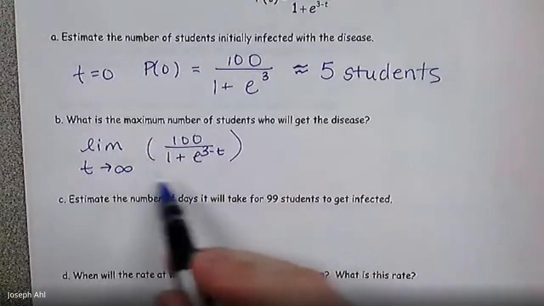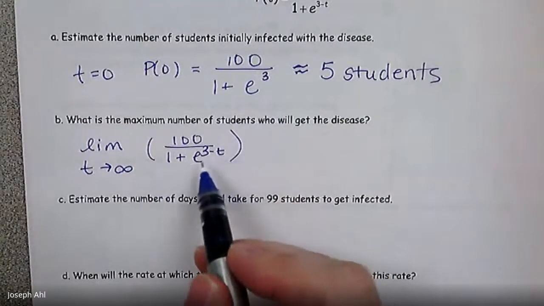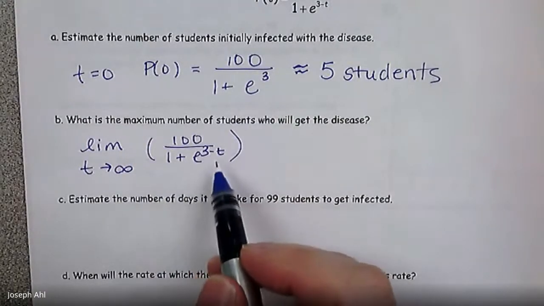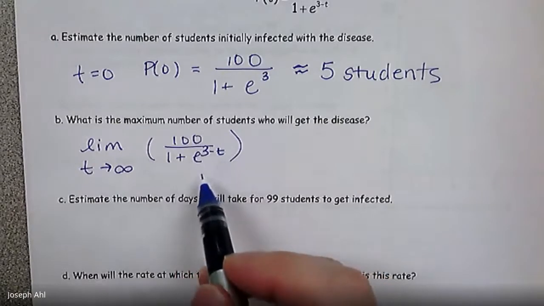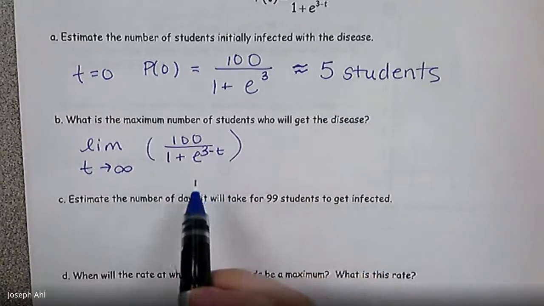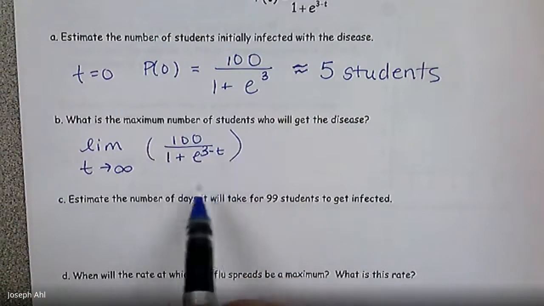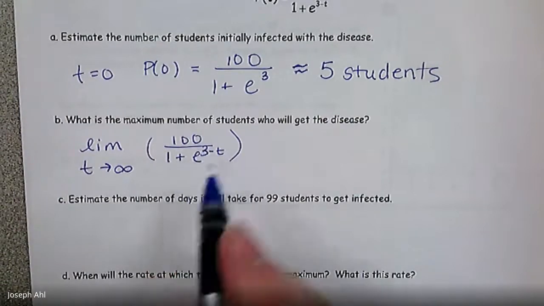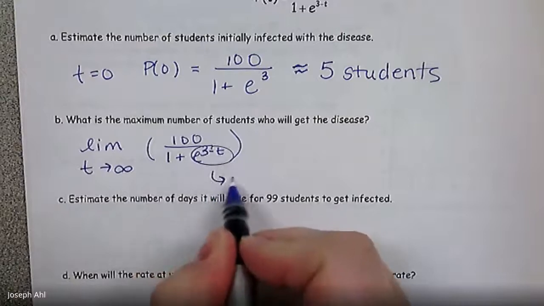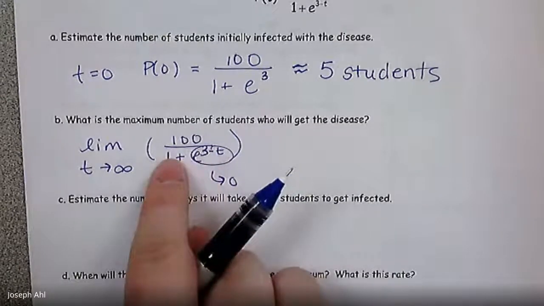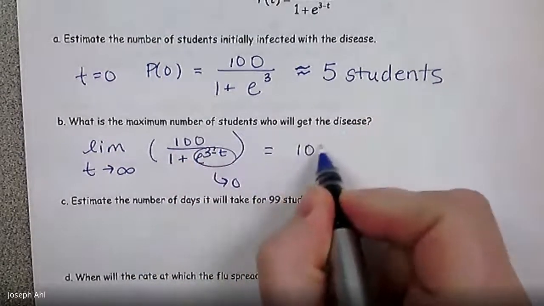what's going to wind up happening is this t gets larger and larger. This is going to be e to some negative power, which is the same as 1 over e to that positive power. And you can imagine if you have 1 over e to some power, as that denominator grows and grows, this is going to approach 0. So we know that this goes to 0. So we wind up getting 100 over 1 plus 0, in other words, 100.